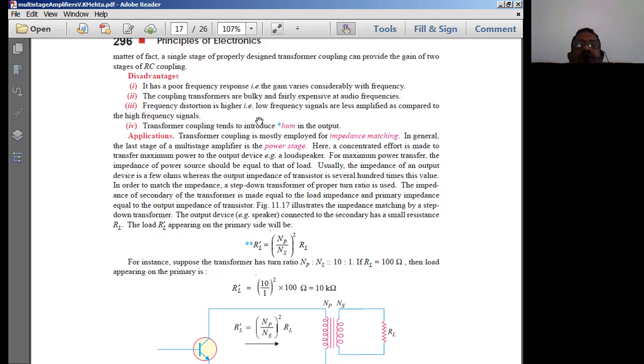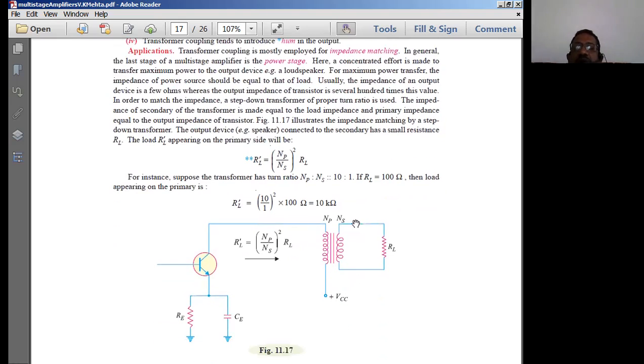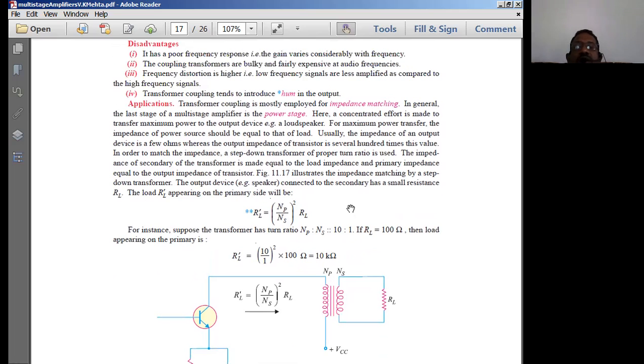Frequency response is higher. Frequency distortion is higher. That is, low frequency signals are less amplified as compared to high frequency signals. So distortion means low frequency signals are less amplified than the high frequency signals. As the frequency increases, the stray capacitance effect is going to increase. It is going to allow more signal to pass through it and more AC gain is going to come. Therefore, gain increases.